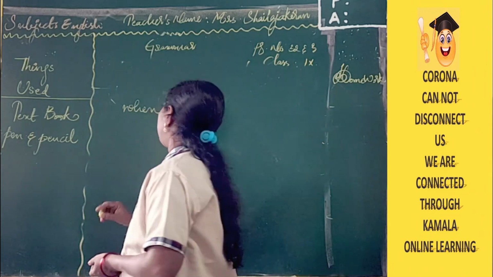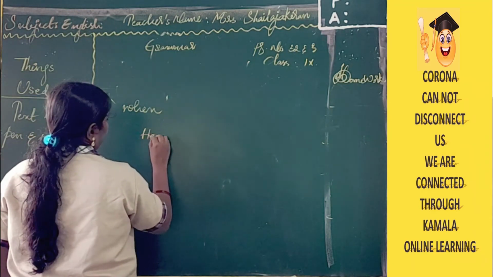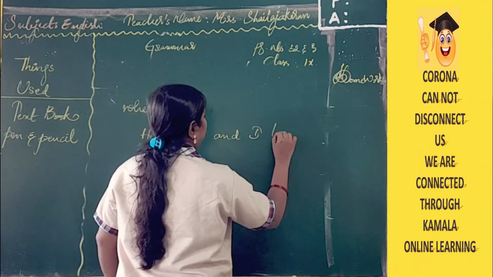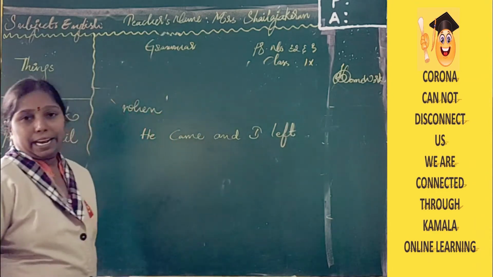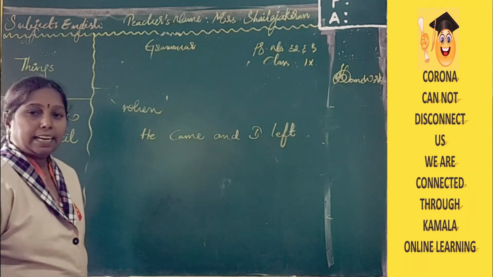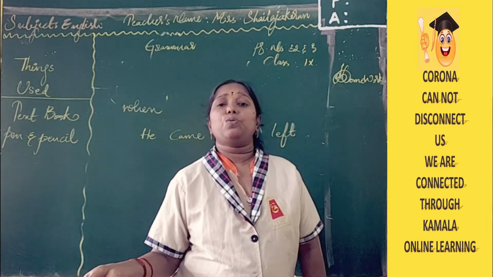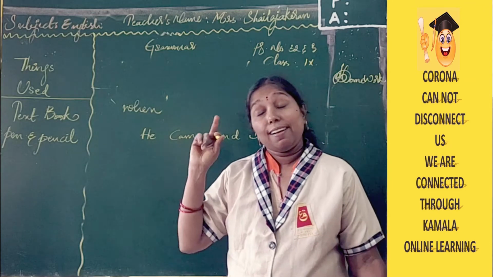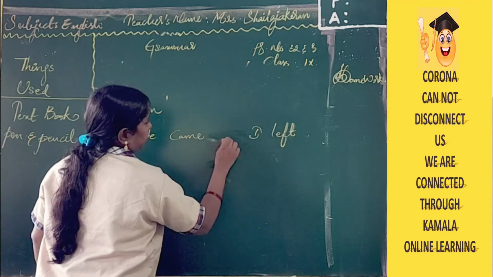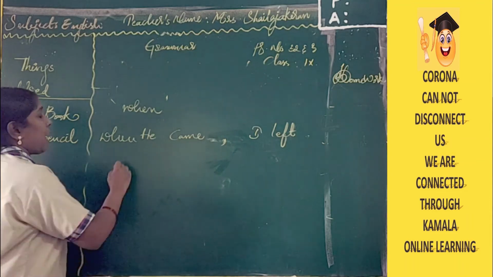Then "as soon as". Let's see an example with "when". He came and I left. So, earlier action, later action. The earlier action means the action which was finished first. The later action is the action which continued after the first action. "When" is used before the first action. When he came, I left.